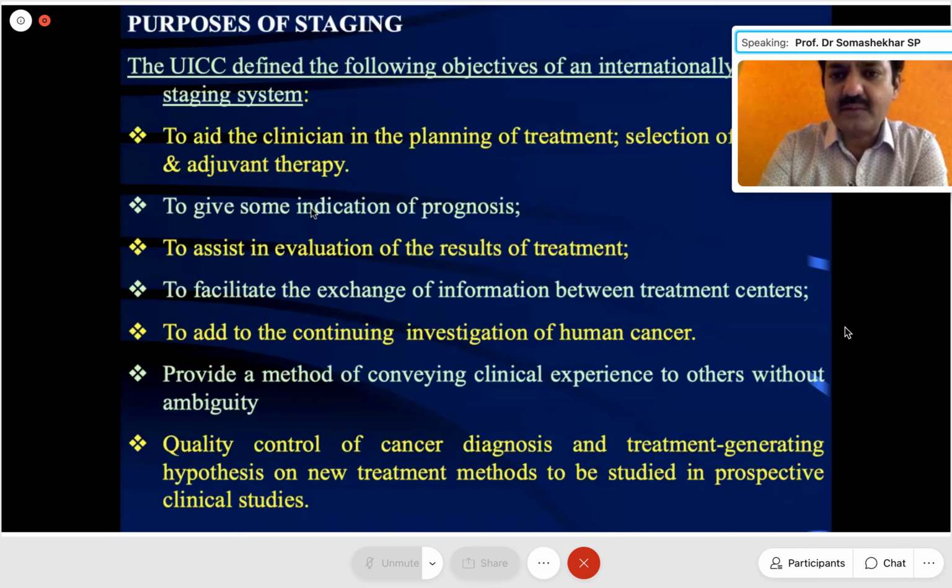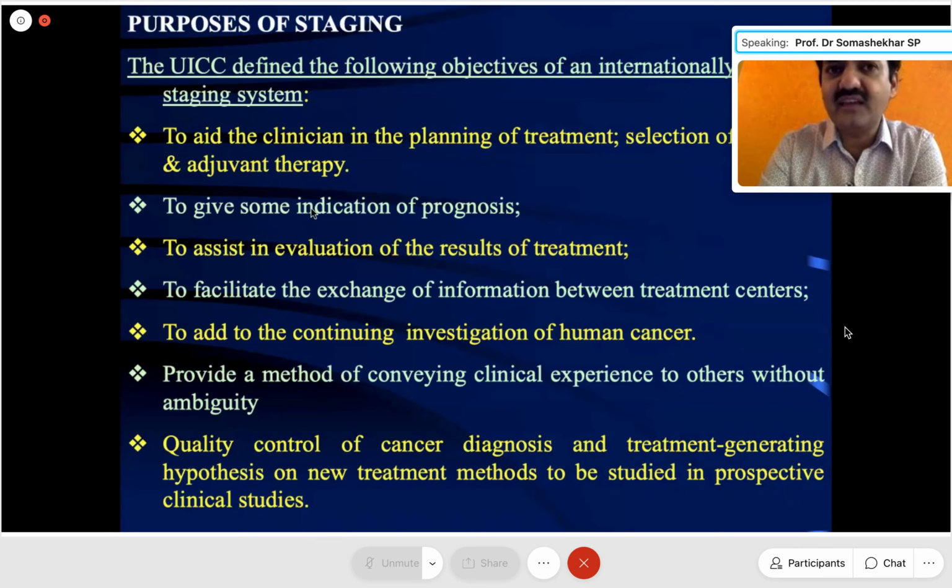So the purpose and objectives of these are to aid the clinician in planning treatment, selection of adjuvant therapy, and to give some indication of prognosis. See, for example, stage 1A non-small cell lung cancer, no adjuvant chemo radiation required. The moment it is stage 1B, the patient needs adjuvant chemo. So you must know the difference between 1A and 1B. See how the planning changed totally.